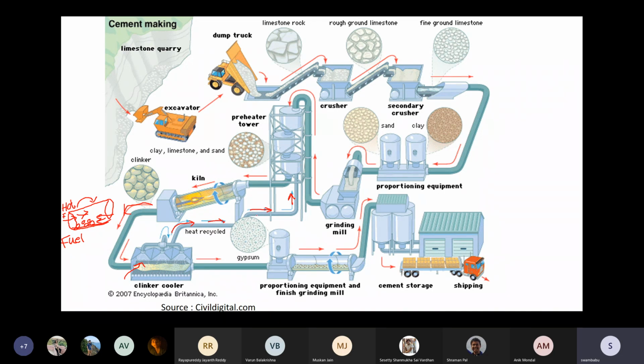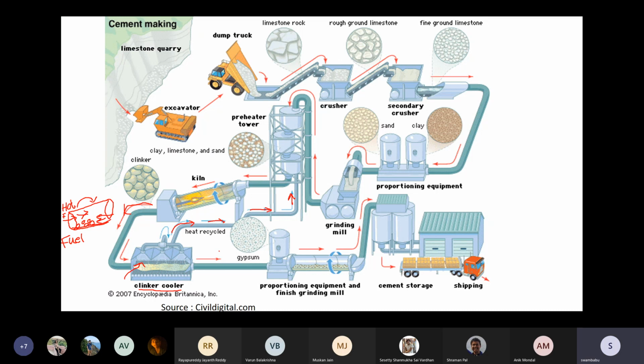That way, the waste heat, the heat recovered from the clinker cooler, or the heat removed during the clinker cooling, will be utilized for the preheating. That way, it minimizes the net amount of heat requirement.